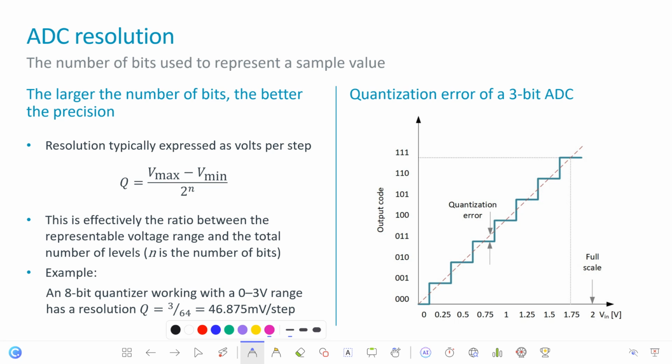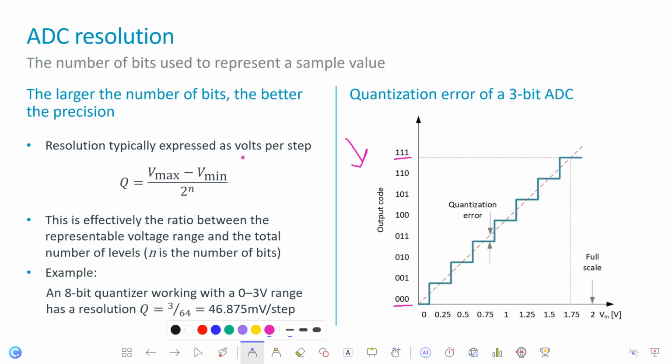The number of bits used to quantize the sampled analog signal dictates the precision of the ADC. As such, the resolution of the quantizer is computed as the ratio between the voltage range and the number of levels that can be represented. As we can see in this figure, we have the 3-bit. That means any values I can match between 0 up to 7, I'm not going to consider 8.